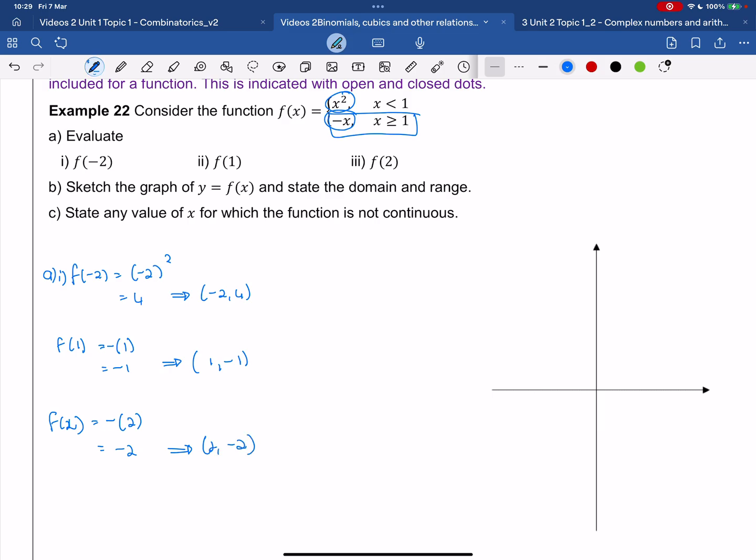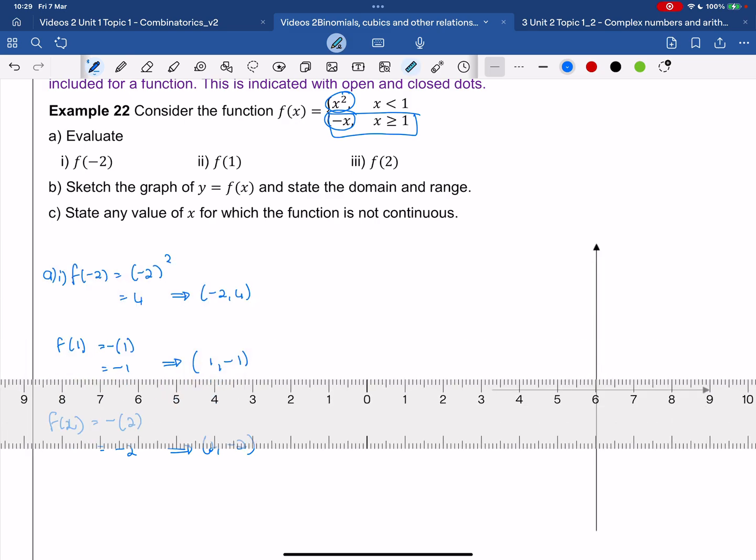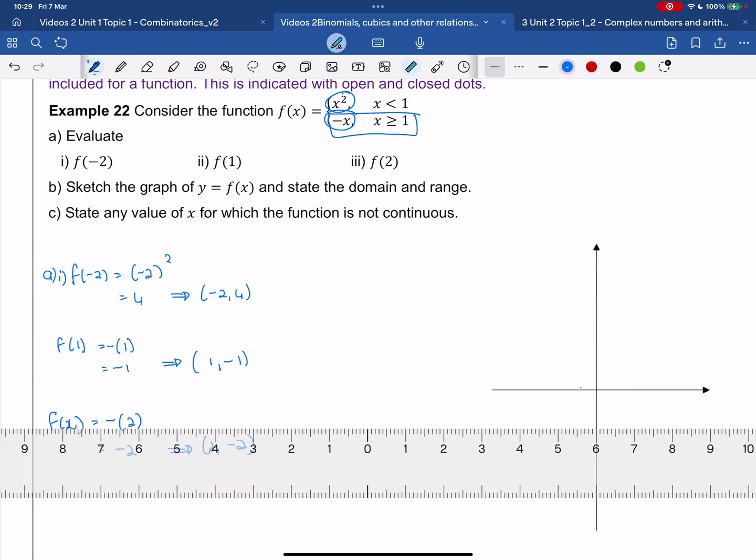All right, now it says sketch the graph of y equals f of x and state the domain and the range. All right, I should have done my ruler before. Sorry, that's going to take a bit of time.